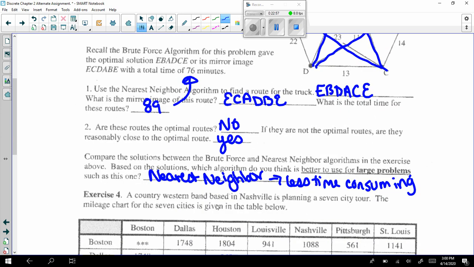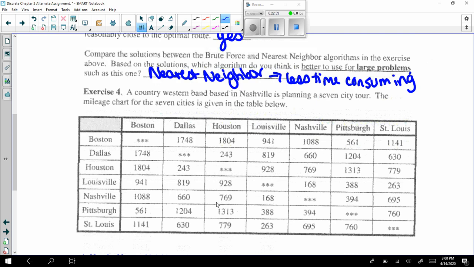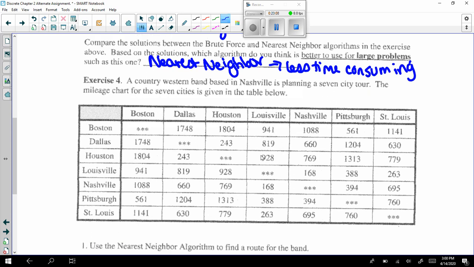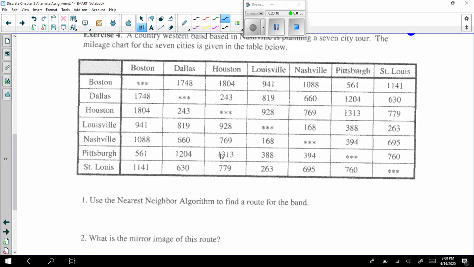Okay. So what about this guy right here? A country western band in Nashville is planning a 7-city tour. The mileage chart is shown for the 7 cities. Okay. So use the nearest neighbor algorithm to find a route. So we're going to start at Boston. So we start here. And the nearest neighbor would be right here to Pittsburgh. Okay. So we went from Boston to Pittsburgh.